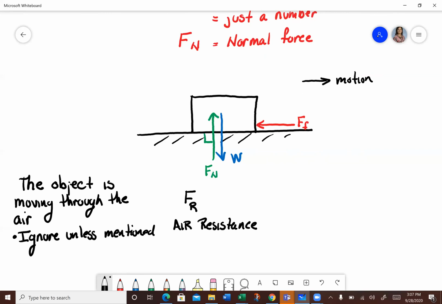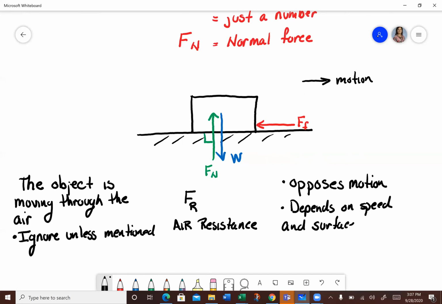And it's very similar to friction. It opposes motion. It is a form of friction. Right? Opposes motion, so it's always in the opposite direction of motion. But in this case, it does depend on speed and surface area. I think I need two S's up here. Sorry about that. All right. Opposes motion.